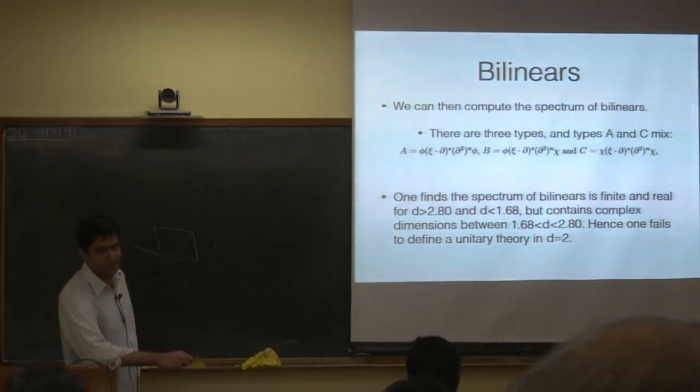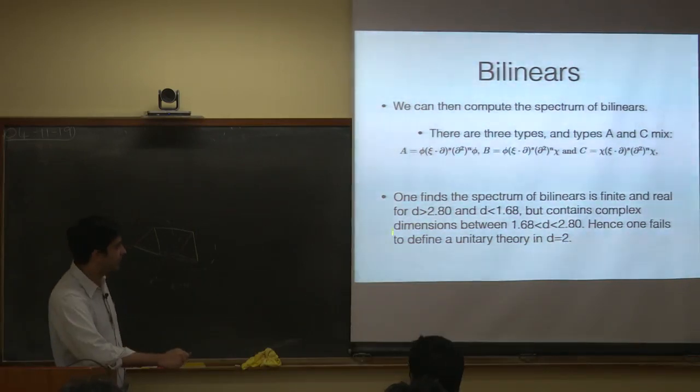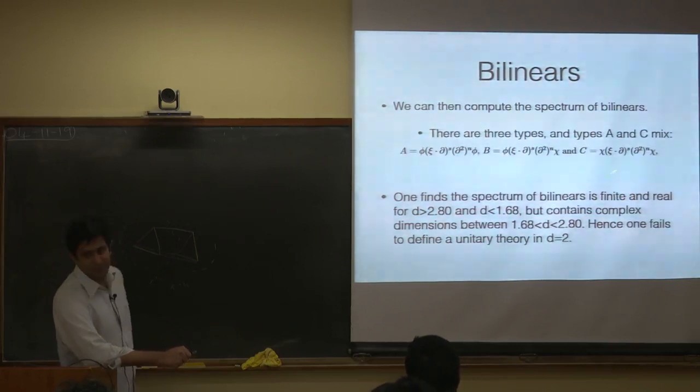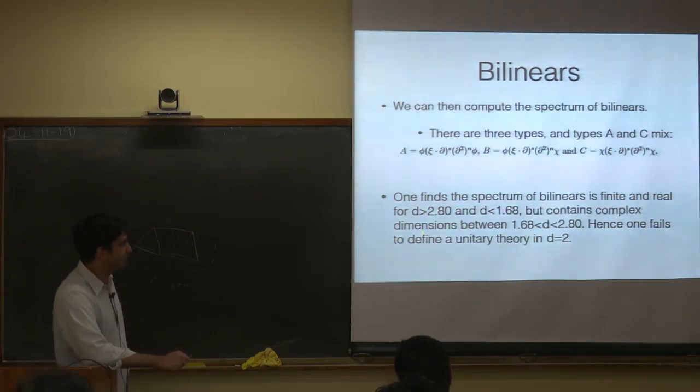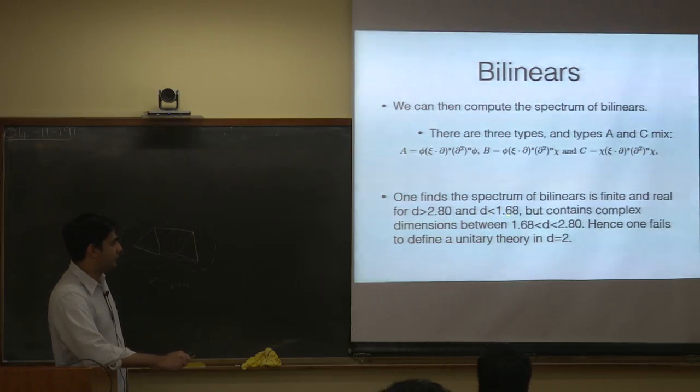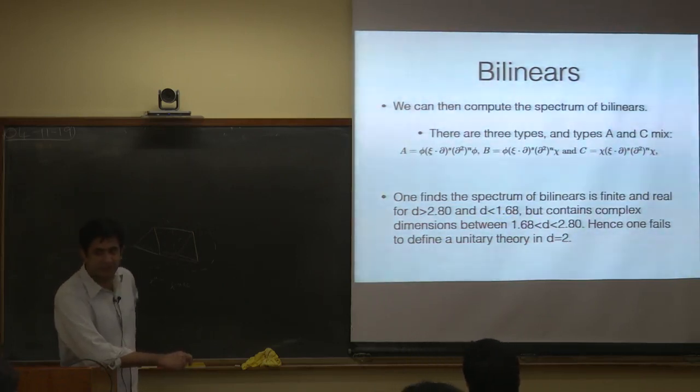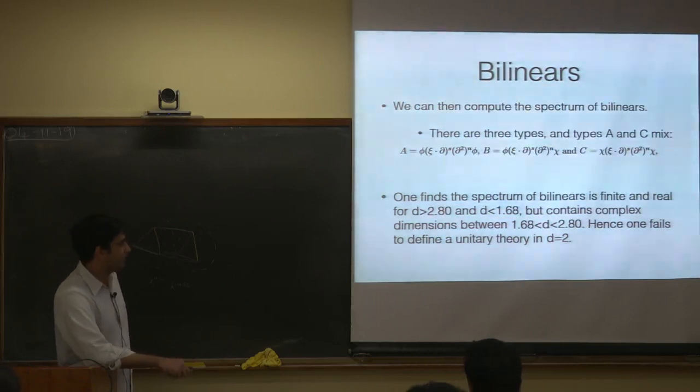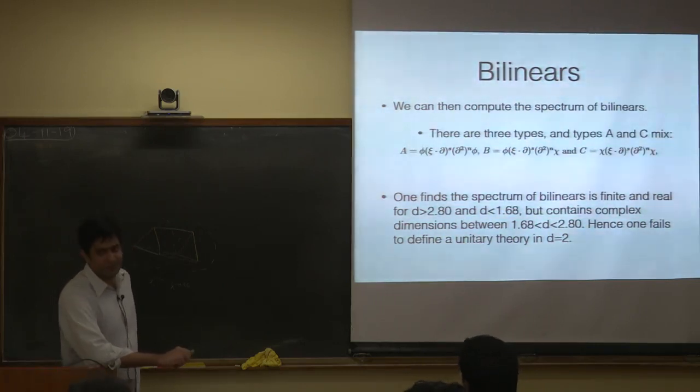You get a kernel and you look for eigenvectors of the kernel. For d greater than 2.8, we get a real spectrum of bilinears, which is real and finite. But for d less than 1.68, in this window, you do get a complex scaling dimension for the lowest bilinear. So that tells you there's not a unitary theory in d equals 2.